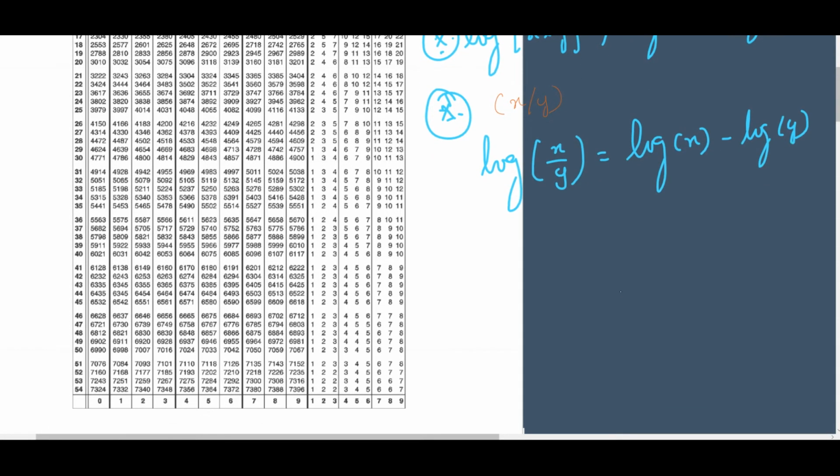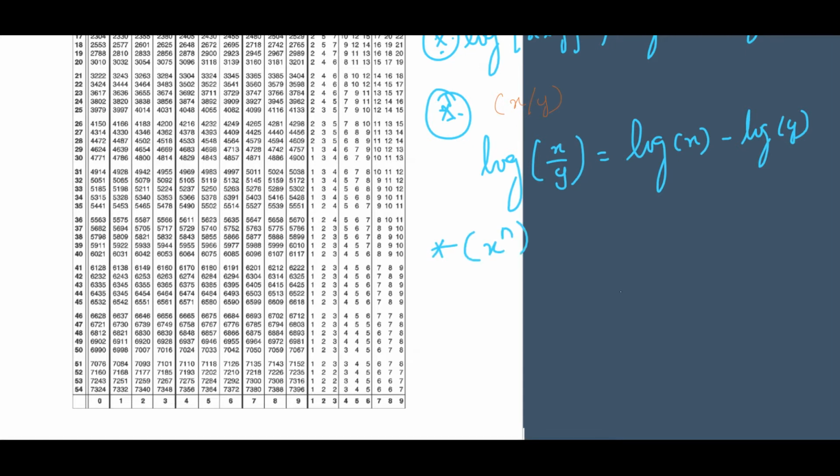And the third one is power values, for example x power n. When you go for the logarithm of x power n, we represent it as n into log of x. For example, 10 power 2. The logarithm of 10 power 2 we can write as 2 into log of 10. The log of 10 value is 1. So 2 into 1, my final answer is 2.000. So this is the way we go.